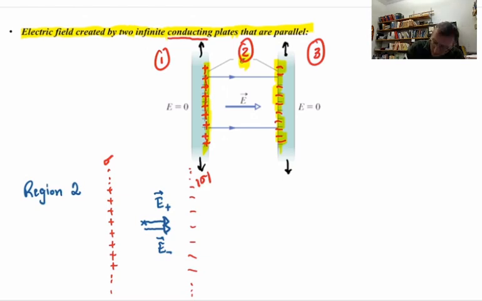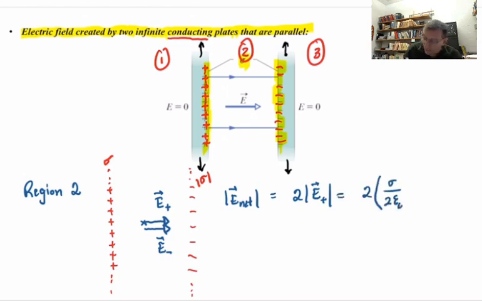And so the net electric field, right, the magnitude of E net at any point in that interior region is 2 times the magnitude of either one of those fields. And that is 2 times sigma over 2 epsilon 0, right? Because the field of one sheet is sigma over 2 epsilon 0. And I just double it. So what I get for the electric field magnitude in the middle region is sigma over epsilon 0 and directed to the right. So the actual physical electric field here is that.